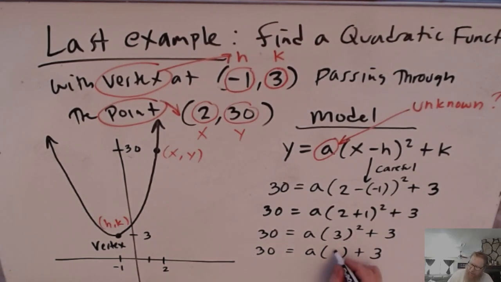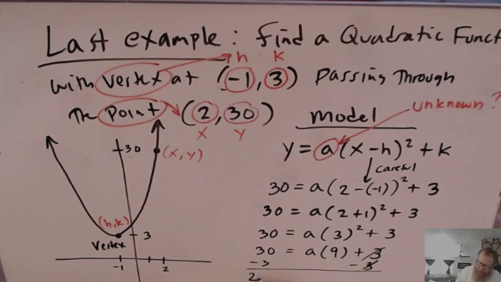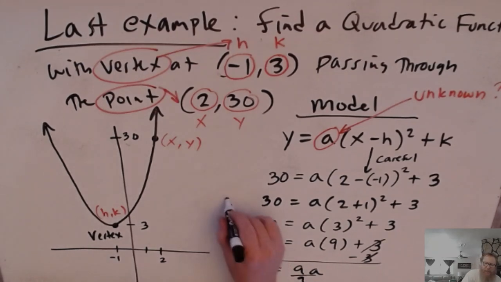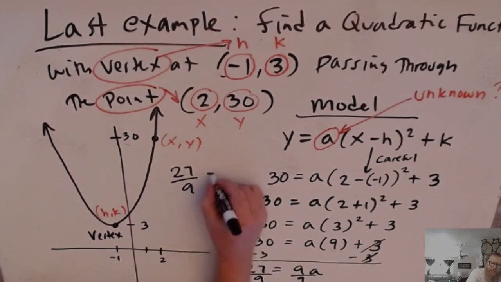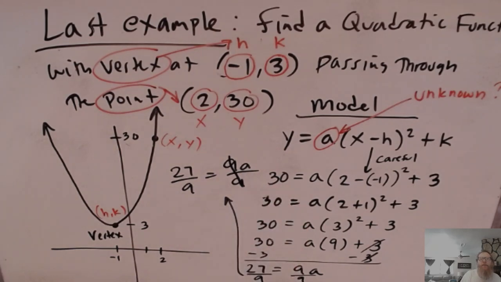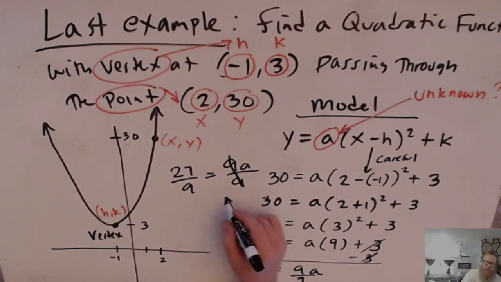I know my a's and my 9's look alike. You're going to subtract 3. I ran out of board here, but I like to put the 9 in front and the a next to it. It really doesn't matter what order it is. Divide both sides by 9. And you're going to get a by itself. So what's a? a is 3.